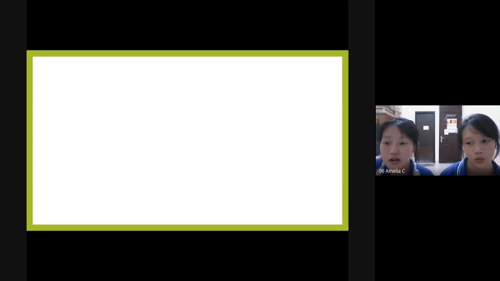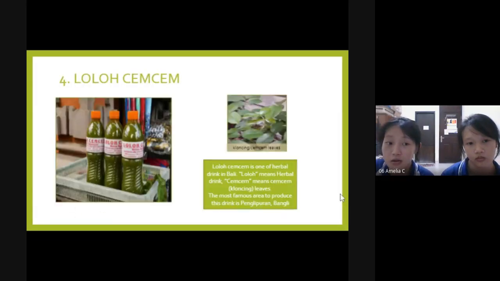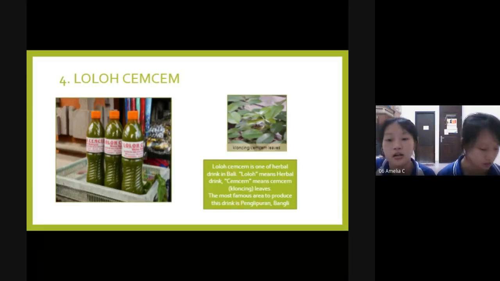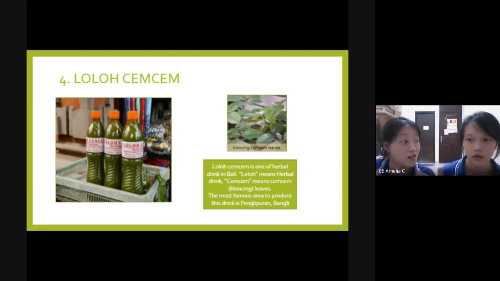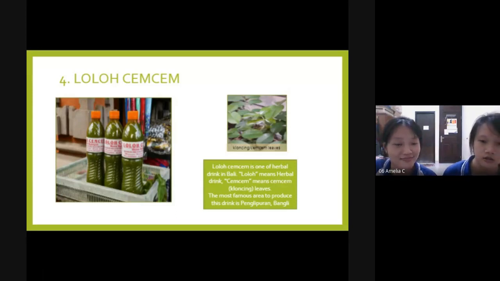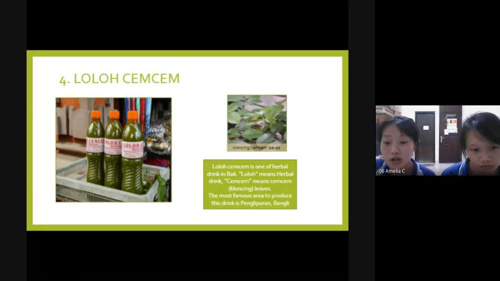In general, the materials of this herb are turmeric and curcuma, but there is one village where the main material is from cemcem leaves. That is Penglipuran village. If you come to Bali, you must go to Penglipuran village. Cemcem leaves, or known as dap-dap leaves, can reduce body heat temperature, high blood pressure, and digestive disorders, so it's good for health.